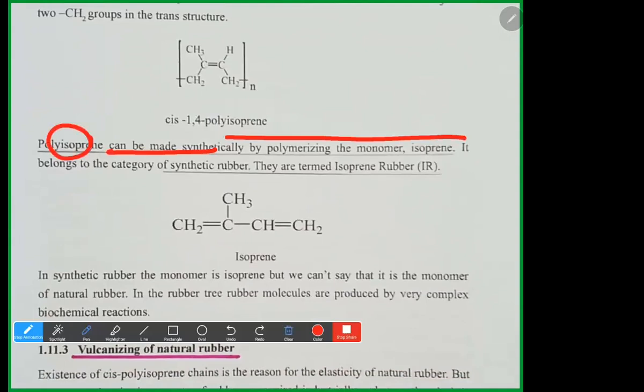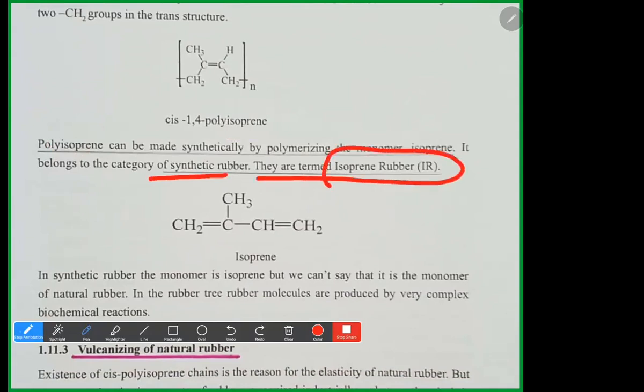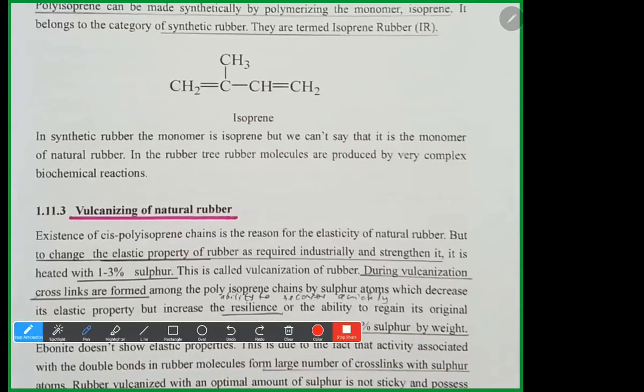Polyisoprene can be made synthetically by polymerizing the monomer isoprene. It belongs to the category of synthetic rubber. They are termed isoprene rubber. In synthetic rubber, the monomer is isoprene, but we can say that it is the monomer of natural rubber. In the rubber tree, rubber molecules are produced by very complex biochemical reactions.